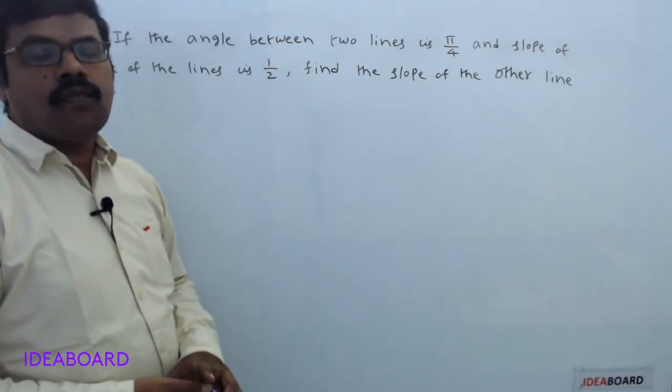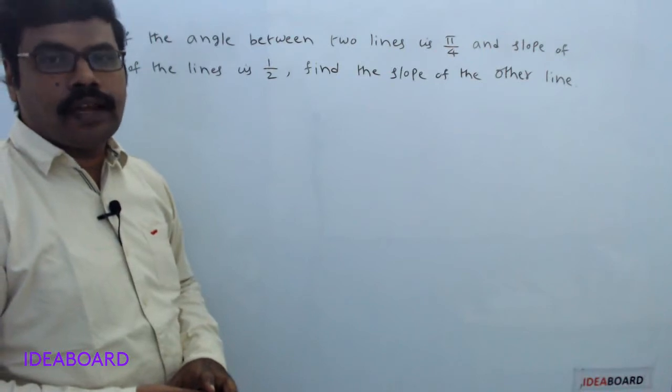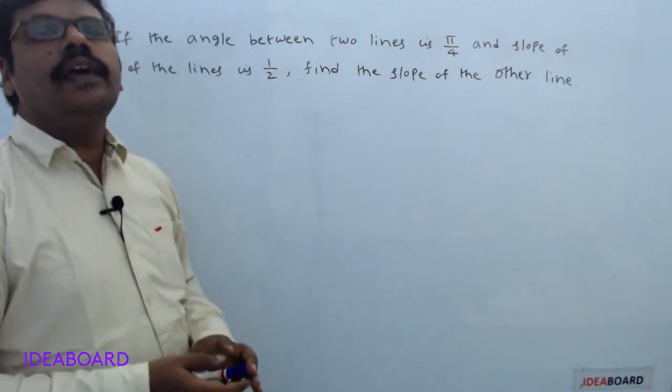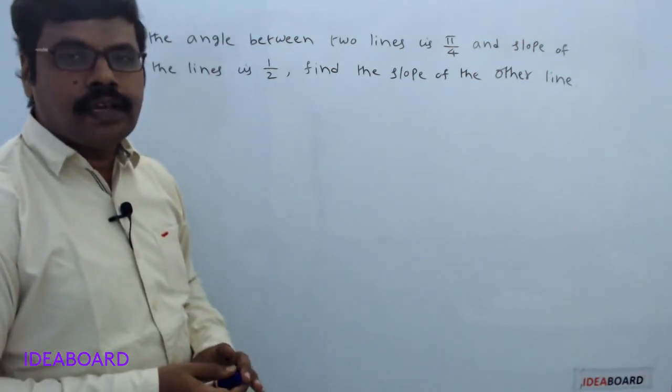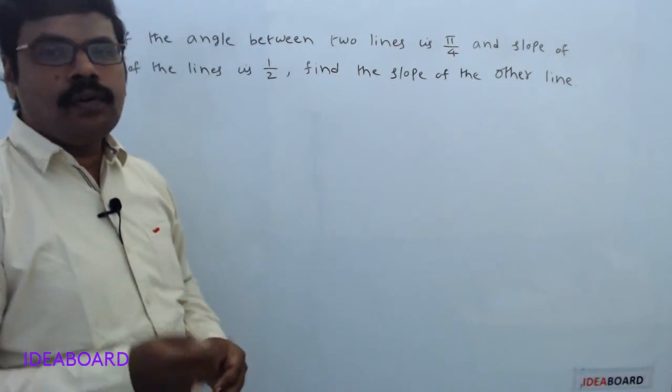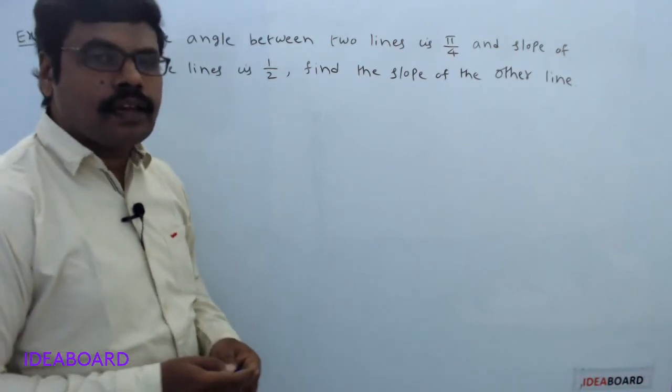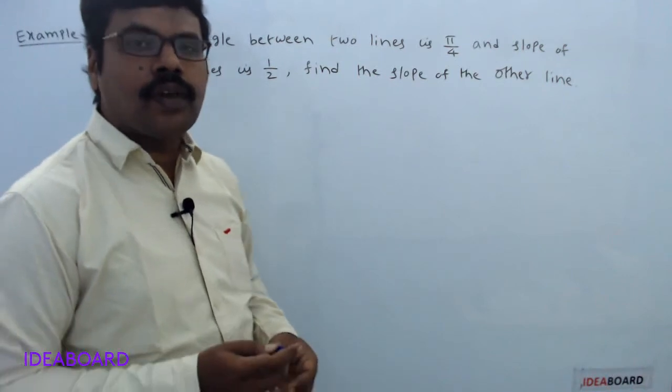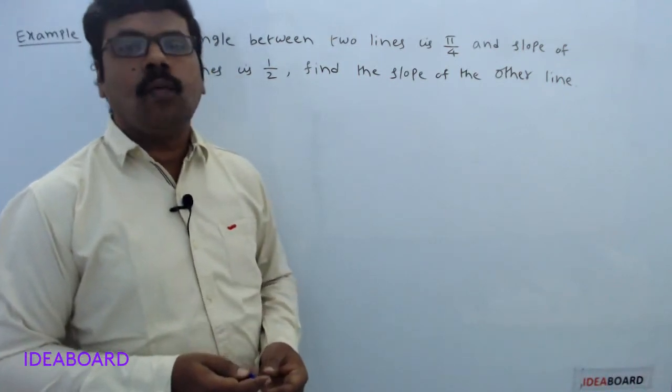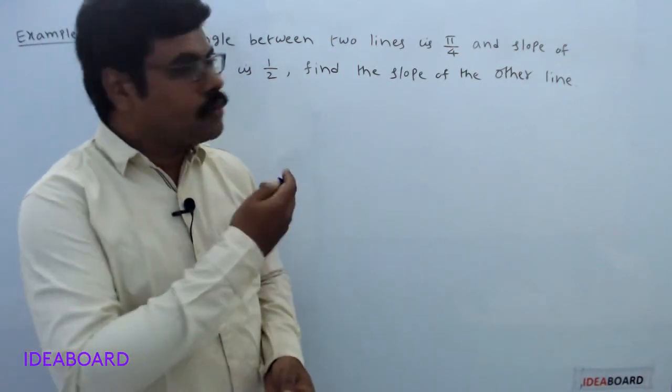So what is the formula for the angle between two lines? If theta is the acute angle between the lines with slopes m1 and m2, then tan theta equals modulus of m1 minus m2 divided by 1 plus m1 m2. Now use that formula.